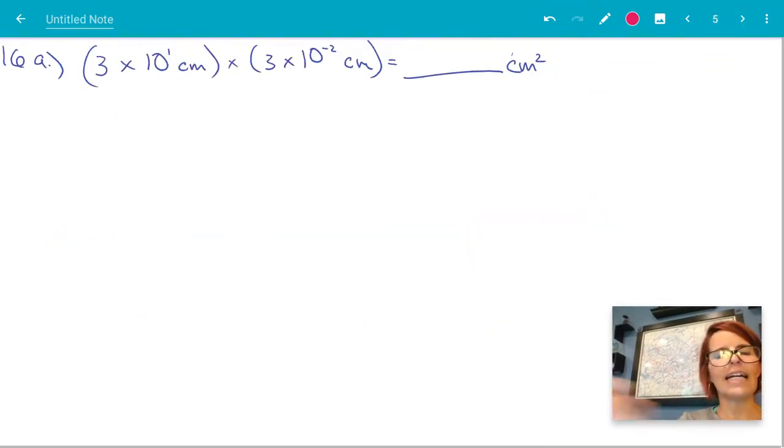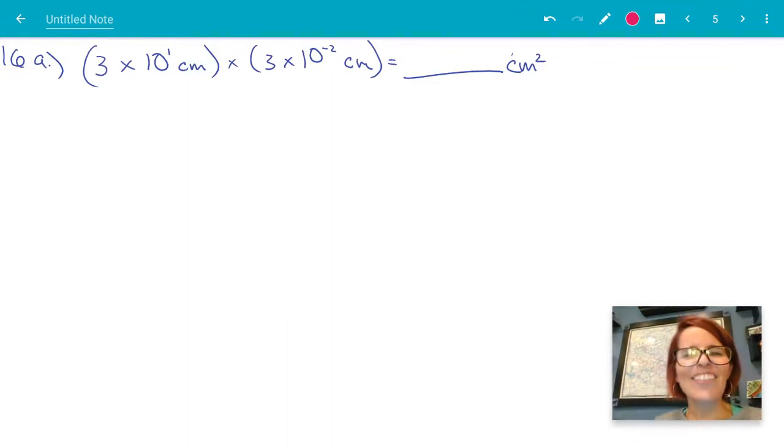All right, moving on, 16A. Now we're on 16A, and I'm going to look at some important things. The first thing I see is that everybody's in centimeters. When you multiply centimeters times centimeters, you should get centimeters squared. So there are no unit conversions that we need to do.